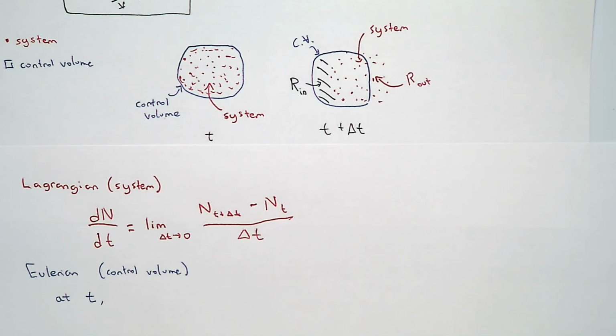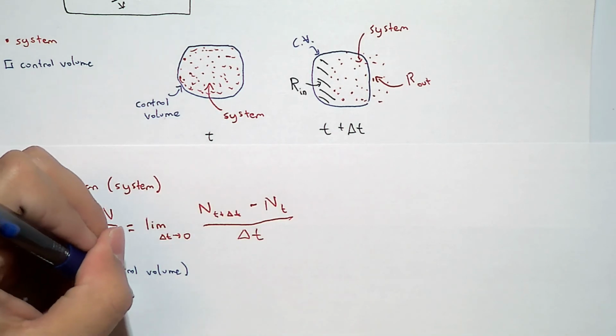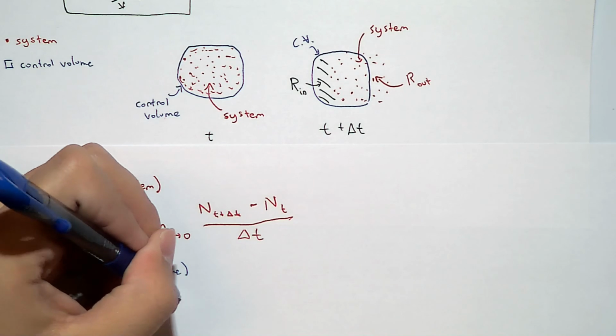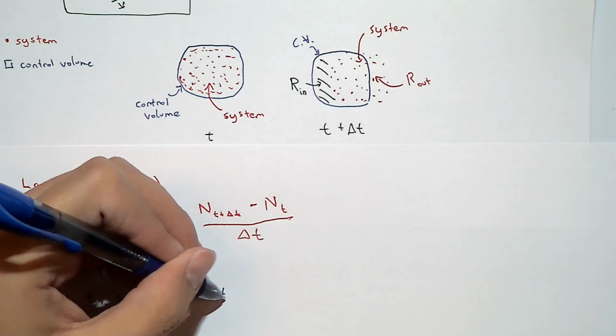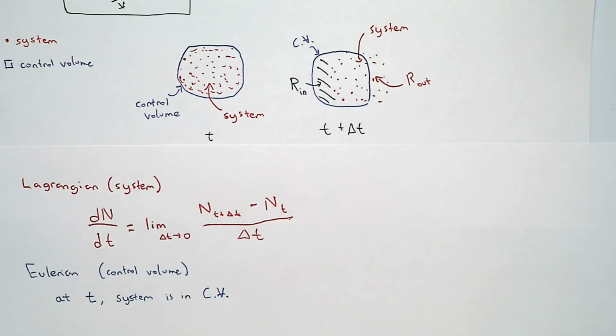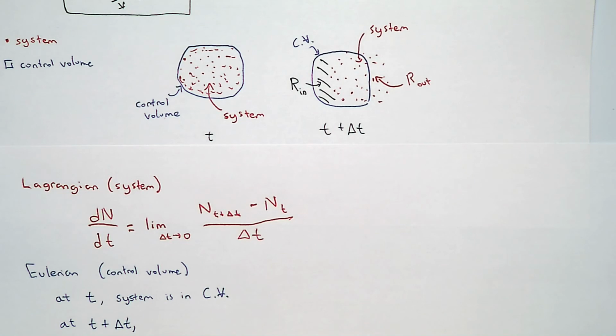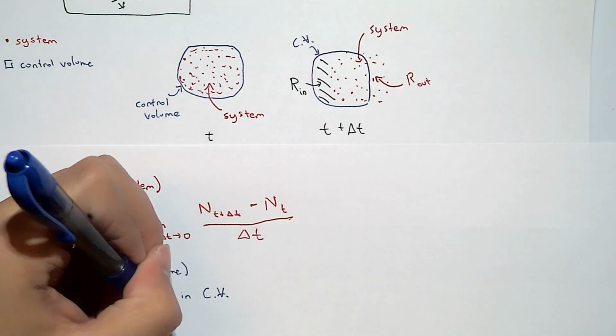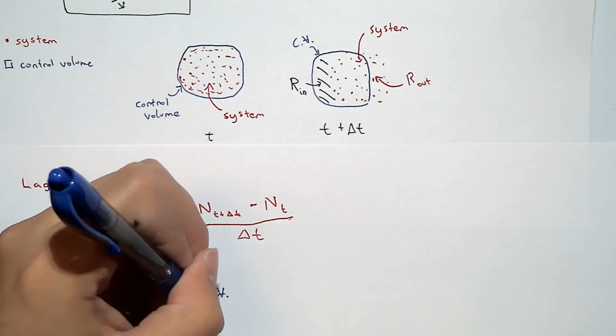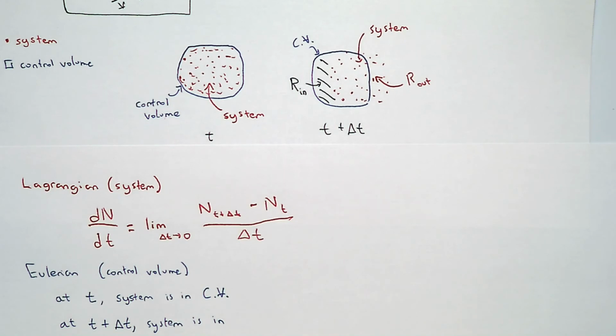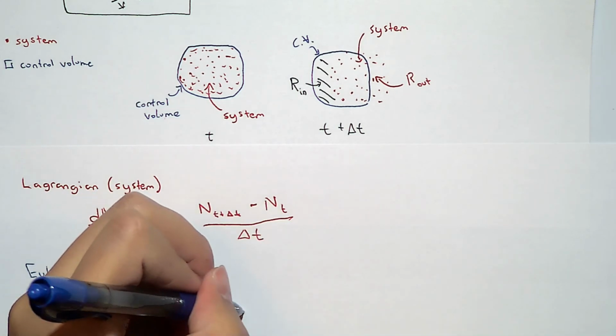Inside the control volume. So at time t, my system is in my control volume, okay? However, at time t plus delta t, my system is not in my control volume.